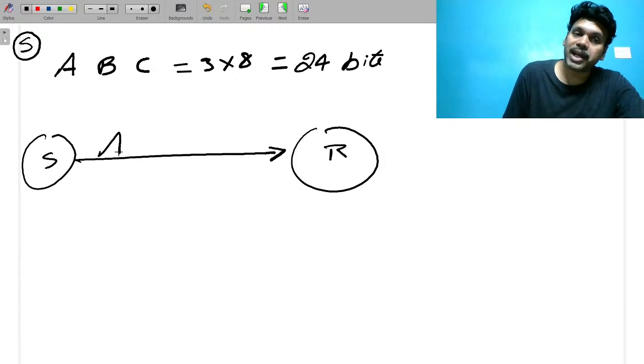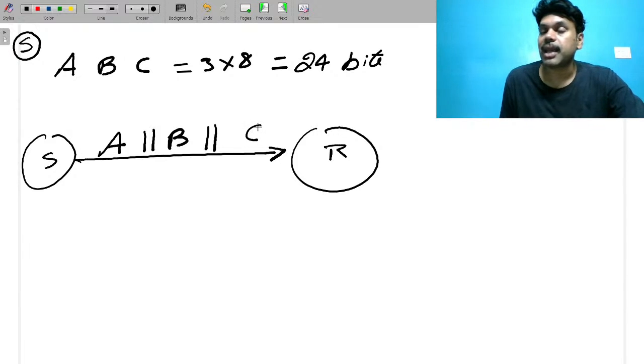Between byte to byte, if you are interested, you can maintain a gap. A gap is nothing but some dummy characters we will send, white space characters, which are not data. So you can also do this kind of a thing.